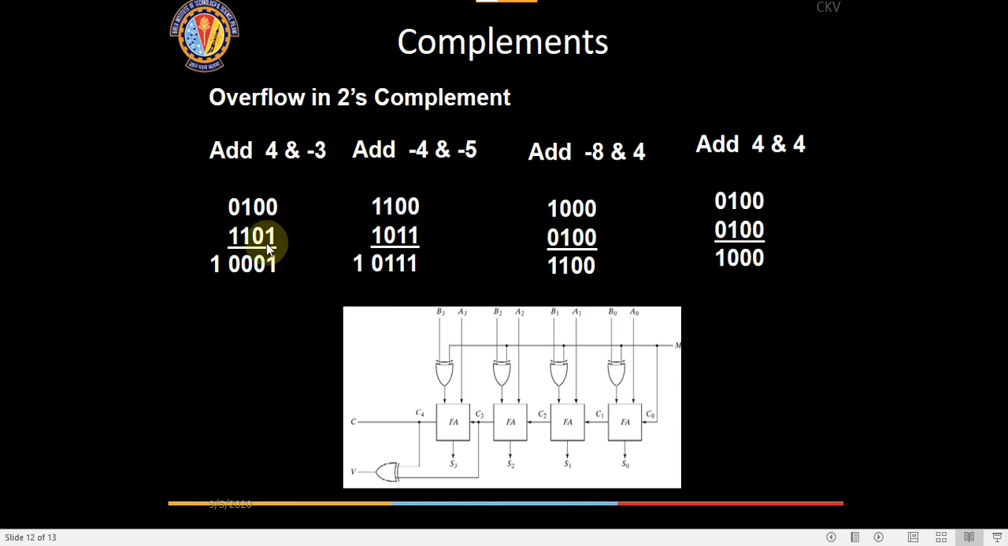So this is an example. The first one is an example. I specifically introduced these 4 examples for a reason, to tell you that carry alone doesn't have any meaning. Here you have a carry, but it is still valid. Here we don't have a carry, but still it is invalid. So V is a totally different function. It's an XOR of the carry from this stage and the previous stage. So only then it will be an overflow.